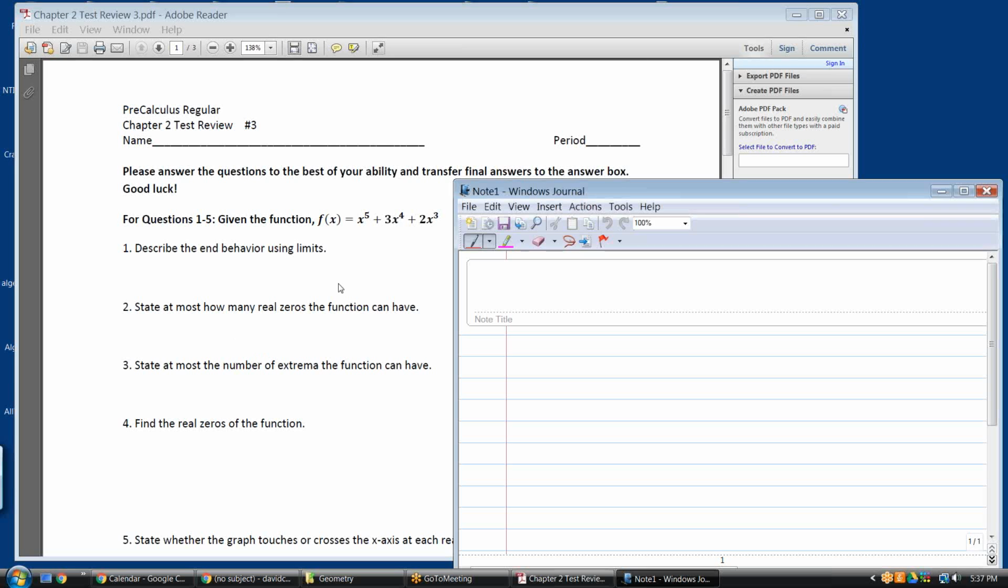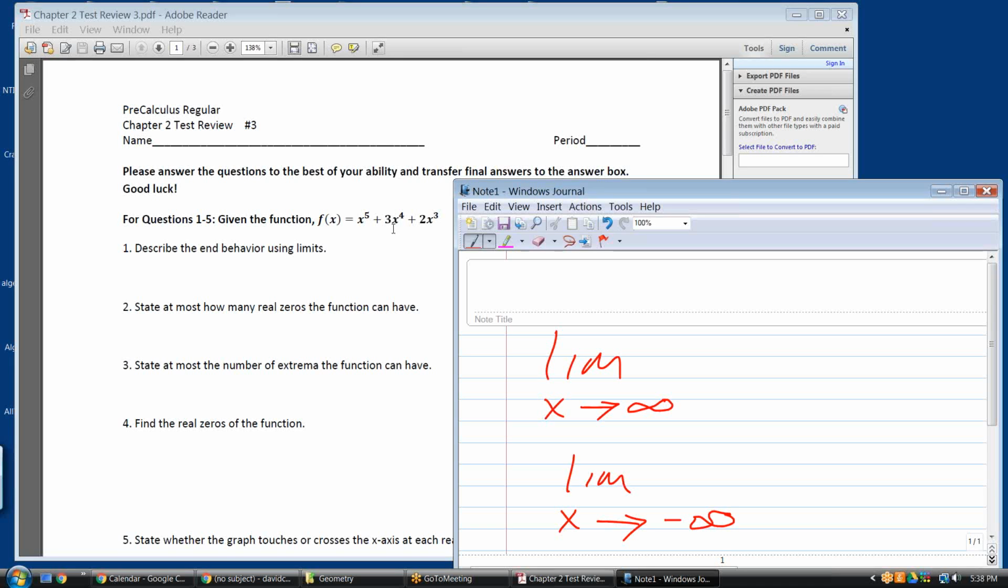First problem. Describe the end behavior using limits. The limit of what as x goes to what? As x goes to infinity, f of x will equal infinity. Well, almost, not quite. There are two end limits. One is as x goes to infinity, the other is as x goes to negative infinity. What's the only term in this polynomial that affects any of that?